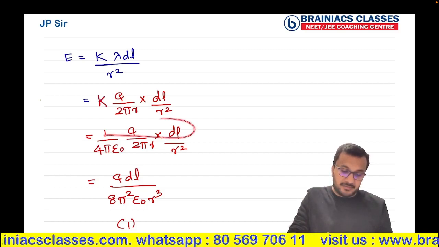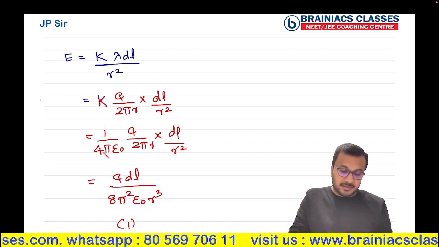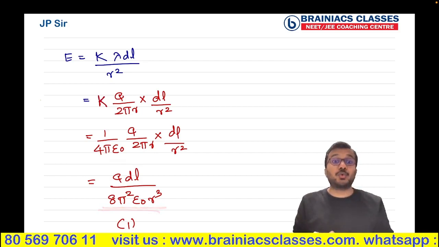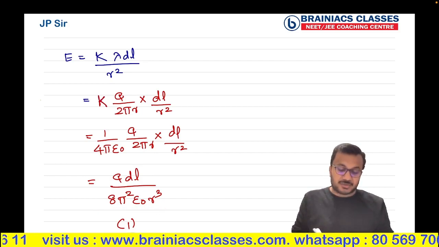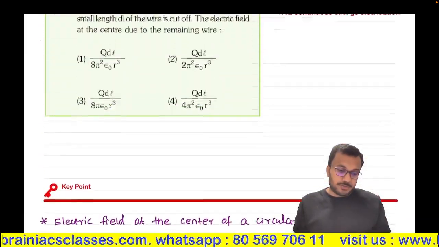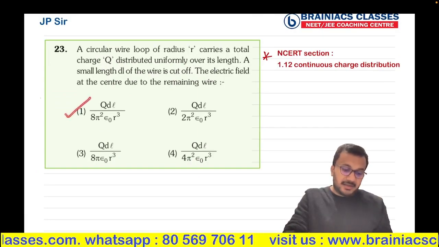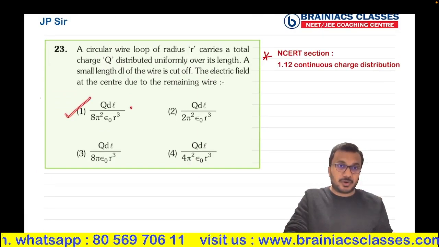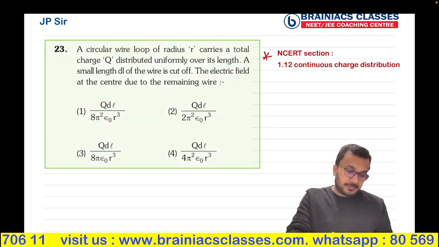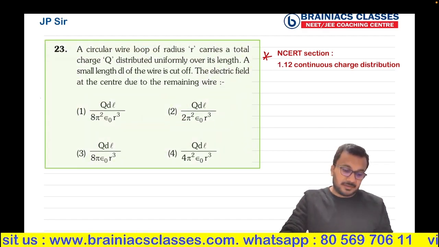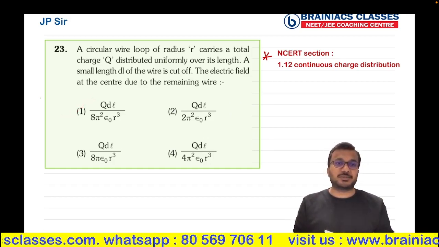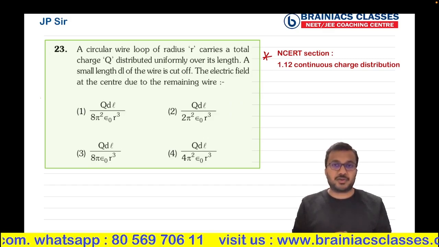So Q dl in the numerator, and 8 pi square epsilon 0 r cube in the denominator will come. That matches option number 1. Option number 1, Q dl by 8 pi square epsilon 0 r cube, is the right answer for this question.